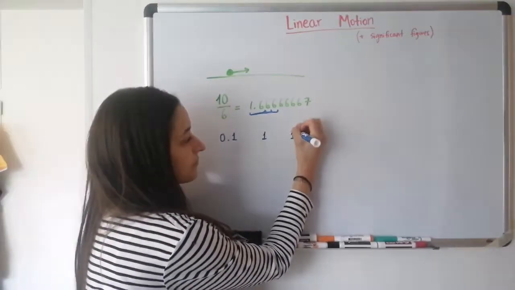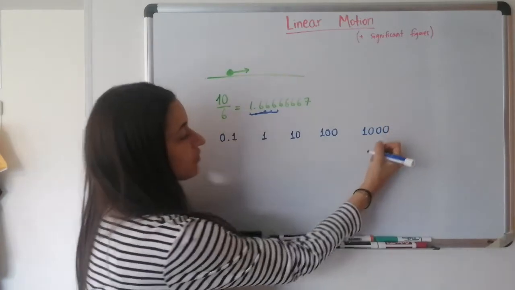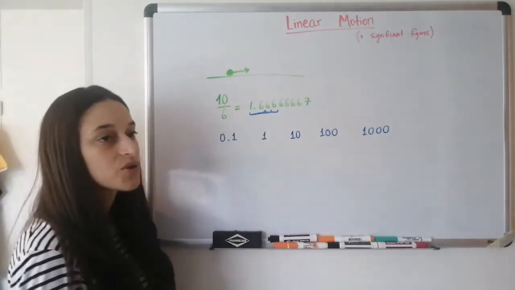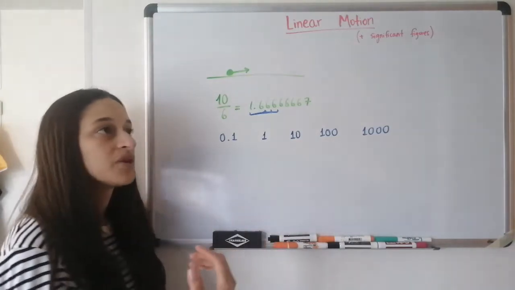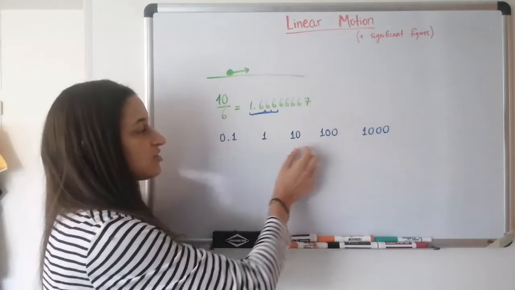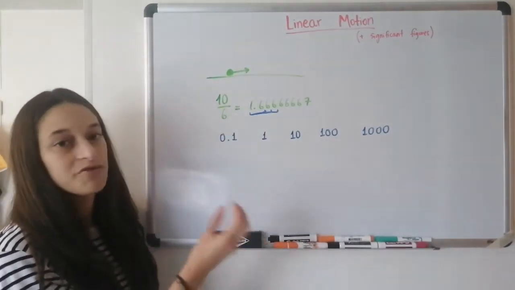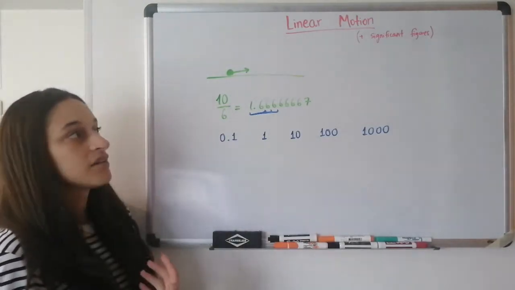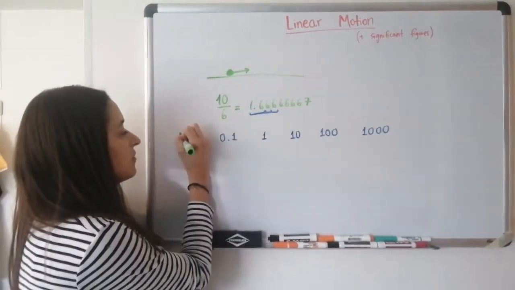Also 10, or 100, or 1,000. All of these give us one digit of information, the 1. The zeros don't really tell us anything about the size, just about the magnitude. When we learned about scientific notation, we learned about the exponents. These zeros to the right or the zeros to the left are the exponent, but the number that goes before the exponent, this digit here, is the one that we call a significant figure. So these are all examples of one significant figure.